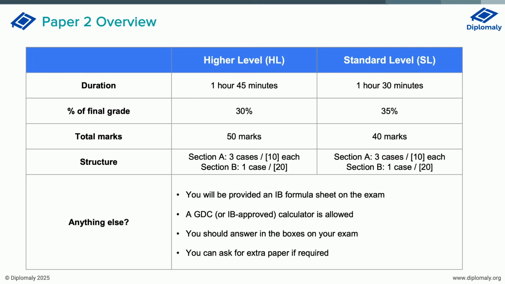The only difference is that HL students will have to answer 3 questions in Section A, and SL students will only have 2. You'll be provided a formula sheet on the day of your exam. Now, we strongly recommend you become familiar with the IB's formula sheet before your exam, so you know what formulas you are given and the ones that you can rely on, as well as the ones that you are not, which are the ones that you need to know.